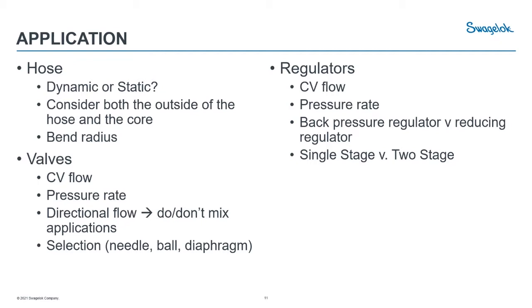Again, note the bend radius you need. If it's too tight, you can cause the hose to kink. For valve applications, think about your CV, pressure rates, flow direction, and what type of valve you'll need. So do you need a needle valve, ball valve, diaphragm?